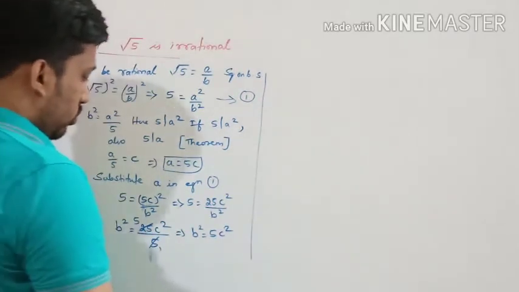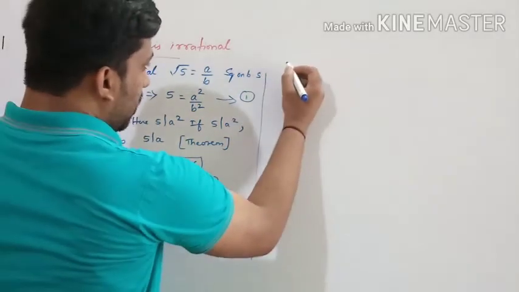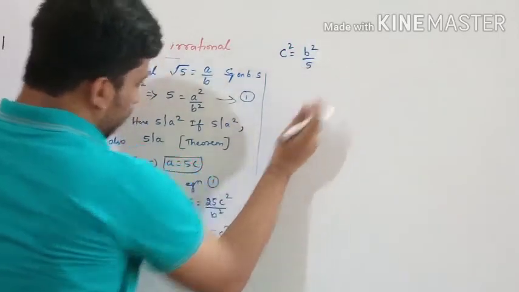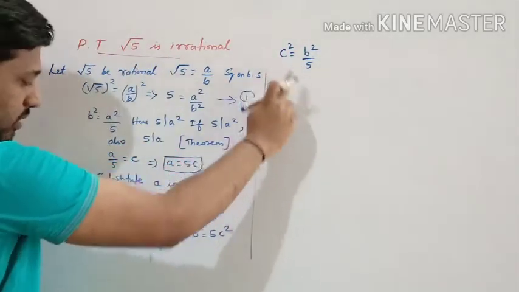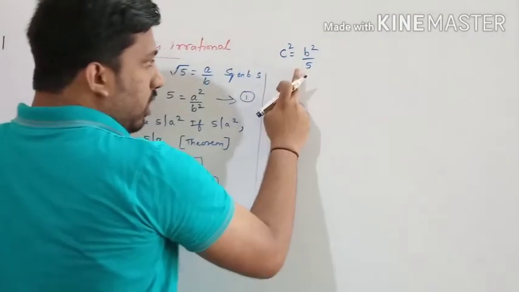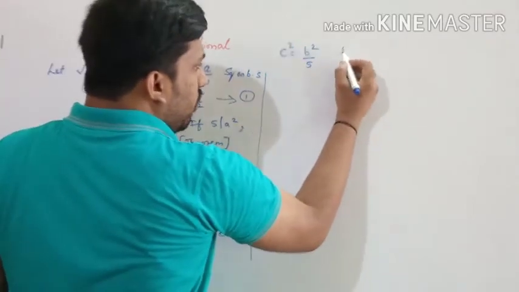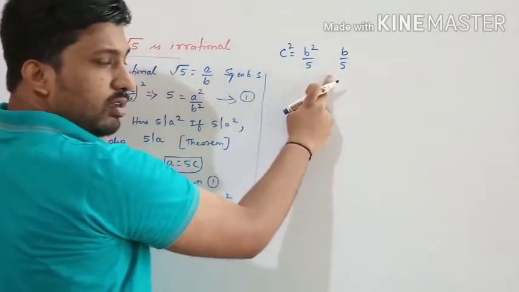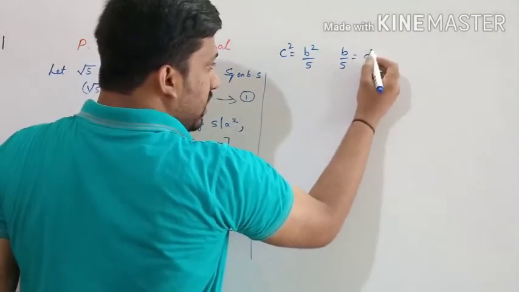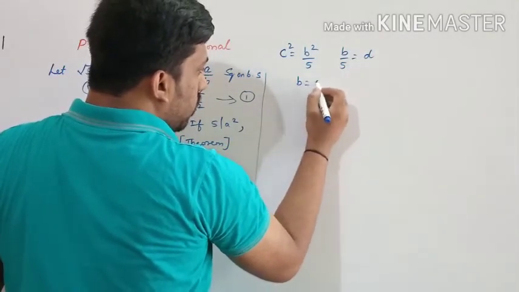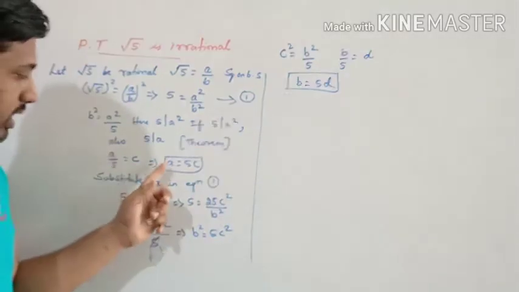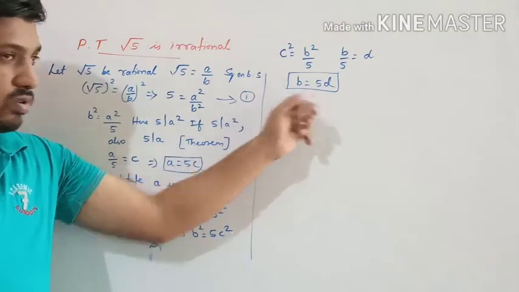The same thing I am going to do: c square is equal to b square by 5. According to the theorem, if 5 divides b square, then 5 divides b also. Here a by 5 gave c, and b by 5 will give d. So b is equal to 5d. We got another thing. If you observe clearly, a is equal to 5c and b is equal to 5d.